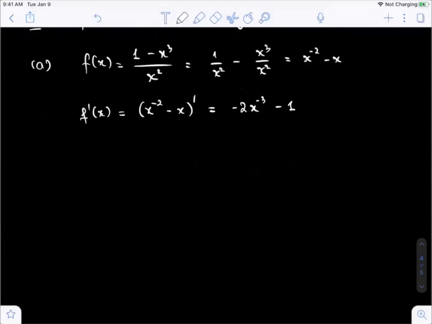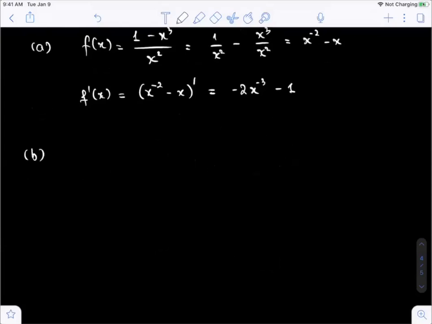Let's try another one. Let's use something else besides the quotient rule. Let's say we can do something like this, where g of x is equal to e to the x divided by x. So this is the quotient.